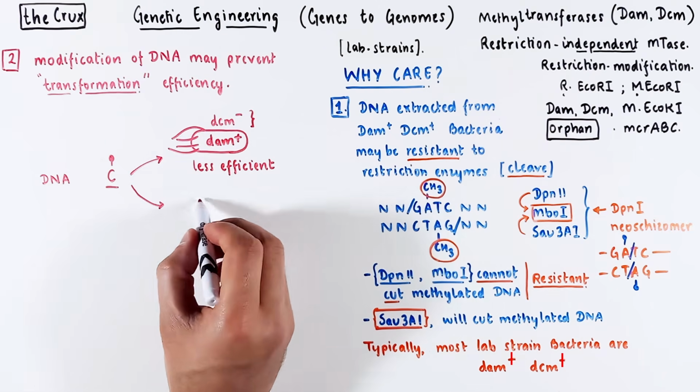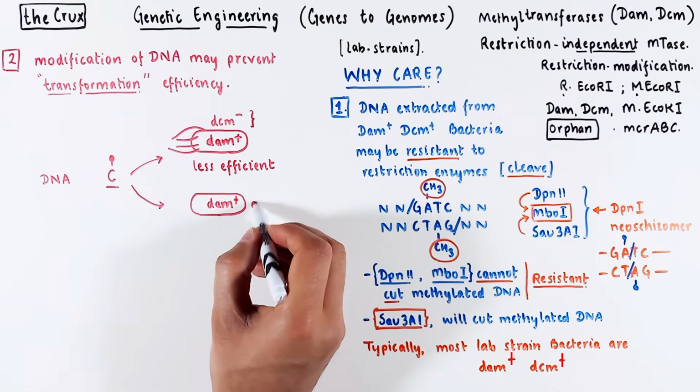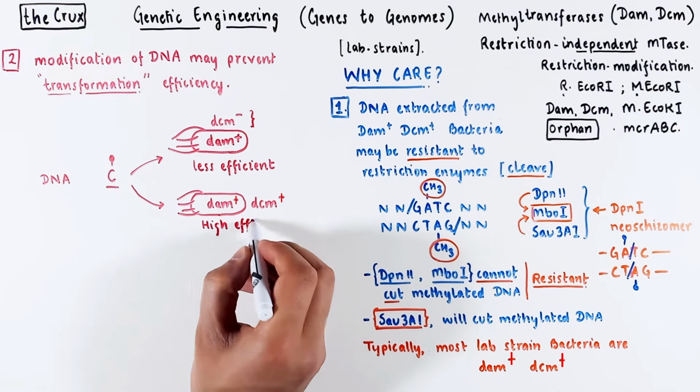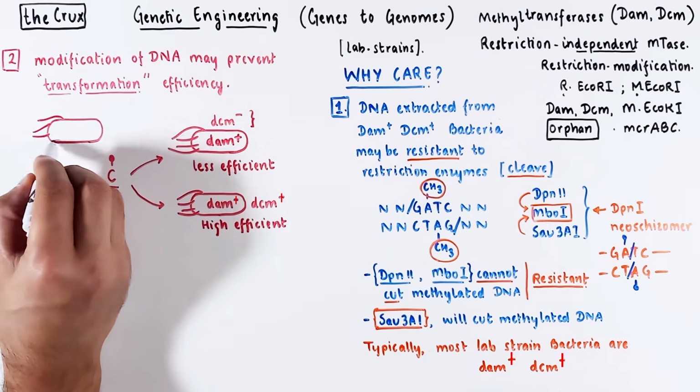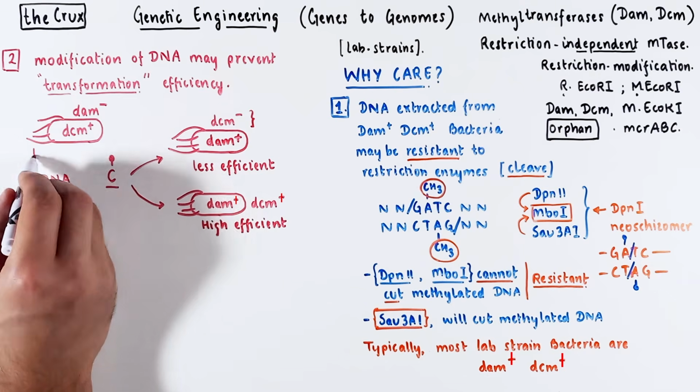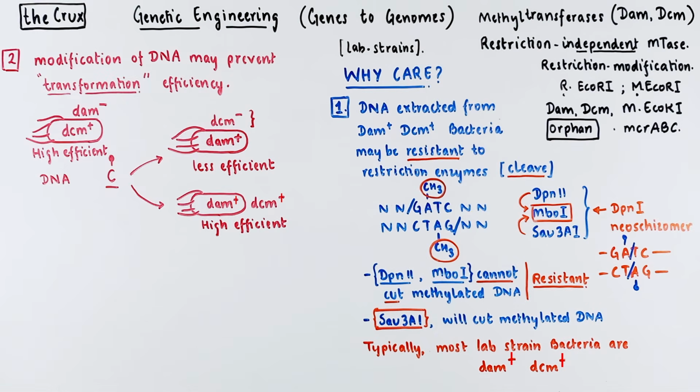You can insert this into Dam plus and Dcm plus bacteria, then you have no problem. Alternatively, you can put this back into Dcm plus and Dam negative bacteria. Again, this works just fine. You could do this with a modification of the Dam as well, and the logic stays the same. The efficiency would be low in Dam-negative bacteria but high in the positive ones. We don't know why, but somehow the sensing of the modification is important.